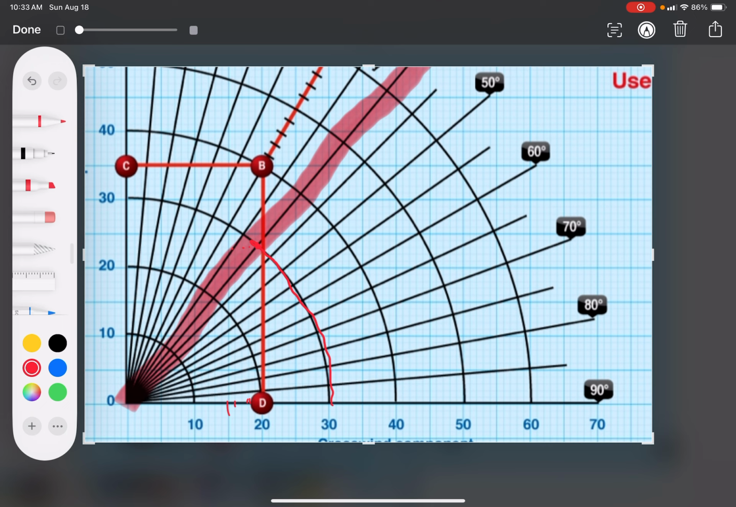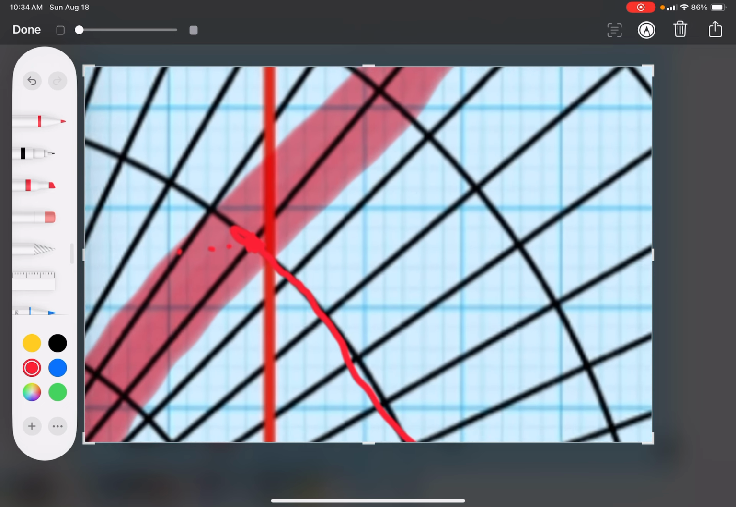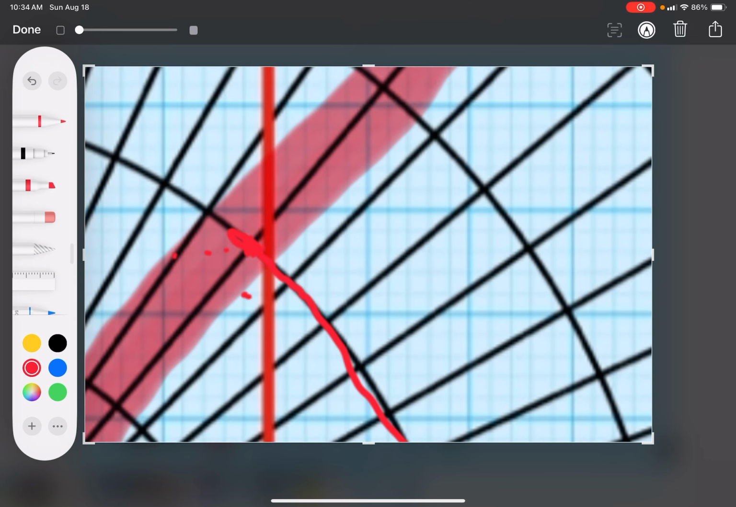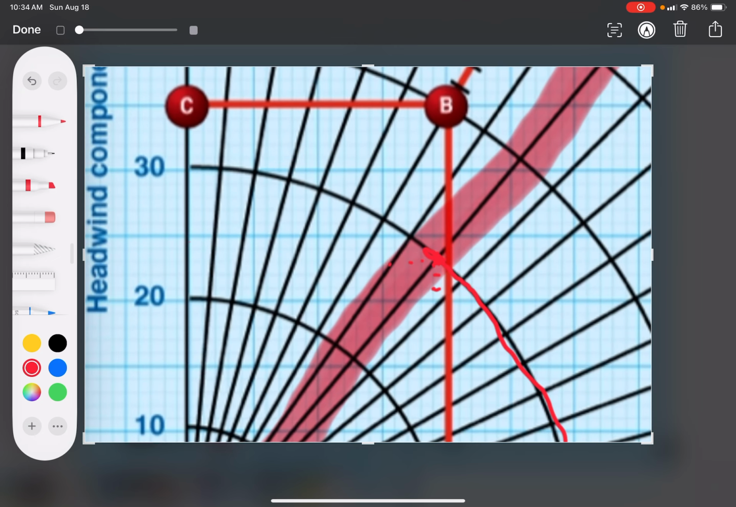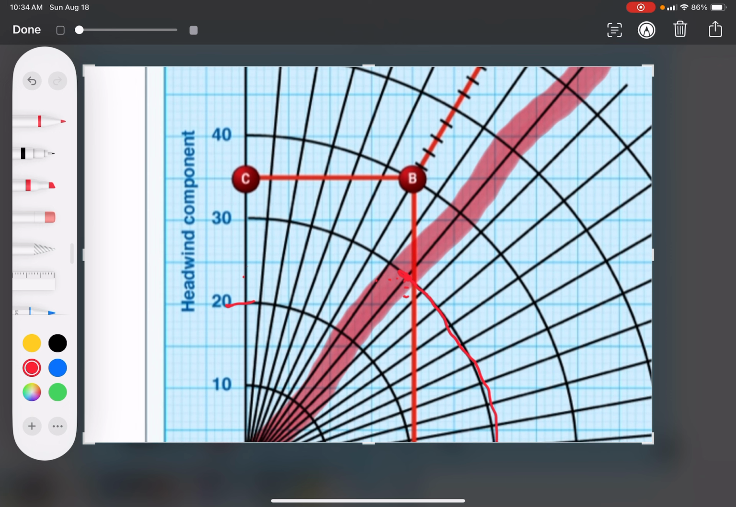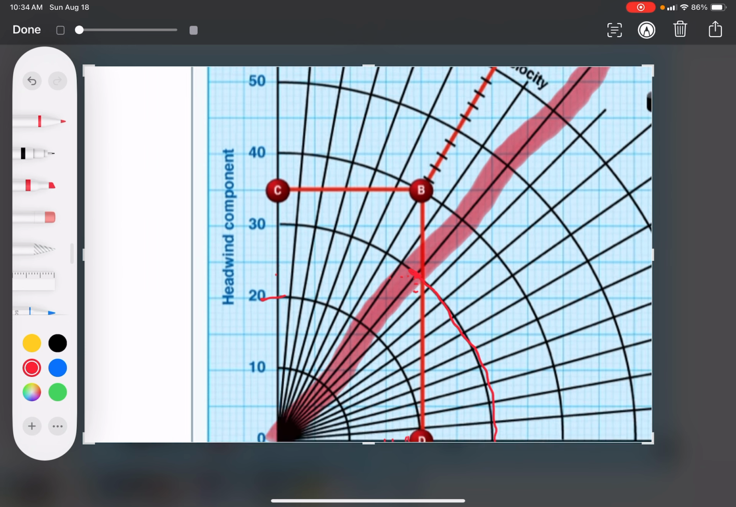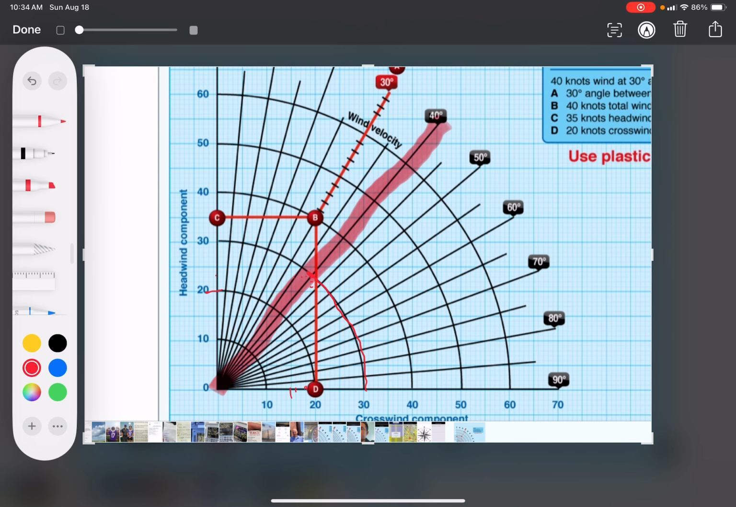If they're asking for your headwind component, you're going to go straight across. You can also just measure up. I can kind of cheat a little bit and do 1, 2, 3, 4, and add that to over here in the 20. So the headwind component is about 24 knots. And that should get you the correct answer for any of the questions they may ask as far as component. Just do your math, take your time.